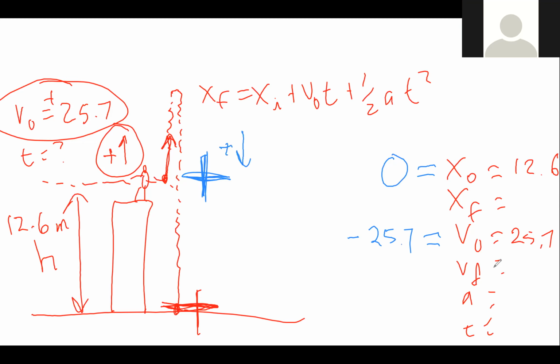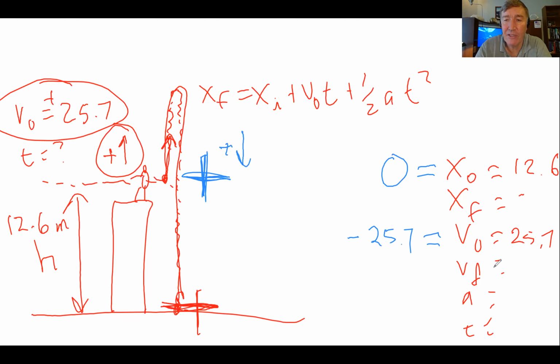You guys agree? Because when the ball hits the ground, that's when we stop the clock. So if she put her origin down at the bottom, that means her X final is going to be 0. And I agree with that. But what's it going to be for me? Because my origin is up here at the top. So when the ball gets down here to the bottom, what is X final going to be for me?